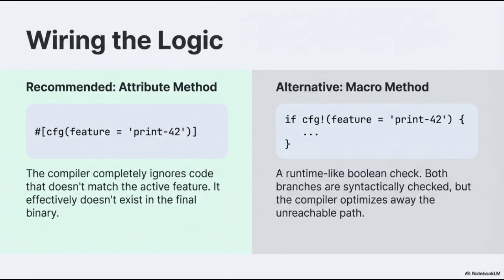Alternatively, we can use the macro method, which utilizes a cfg macro within an if statement. This behaves like a runtime Boolean check, but it is resolved during compilation. While both branches are syntactically checked to ensure the code is valid, the compiler optimizes away the unreachable path. This method is particularly useful when you want to ensure that code remains syntactically correct even when a feature is disabled, providing a different level of validation compared to the attribute method.